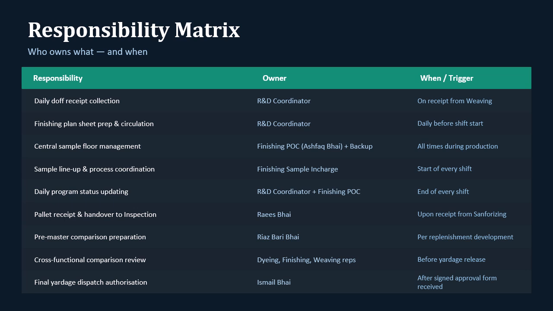Daily program status updating is a shared responsibility between R&D coordinator and the finishing POC. Both must contribute at end of shift. The final yardage dispatch authorization, Ismail Bhai, is triggered only after the signed approval form is received, not before. Print this matrix and post it in the R&D and finishing offices so that every team member knows who to go to for what.